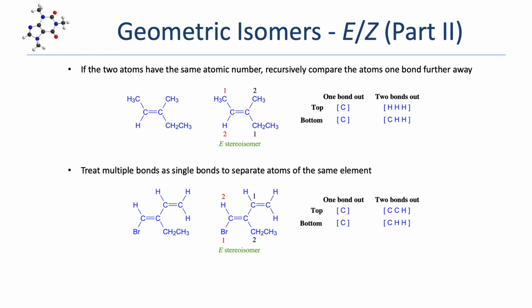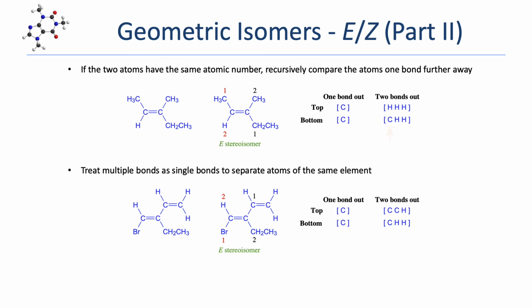From there, we just scan our 2 lists of elements and we look for the first difference in atomic number. And whichever one has the higher atomic number gets the higher priority. So you can see that the ethyl group that's on the bottom, 2 bonds removed from the carbon that we're trying to figure out the priorities on, we have a carbon and a hydrogen and a hydrogen. On the top, that methyl group, we have a hydrogen and a hydrogen.